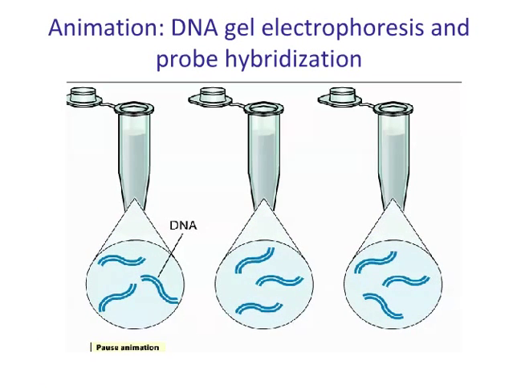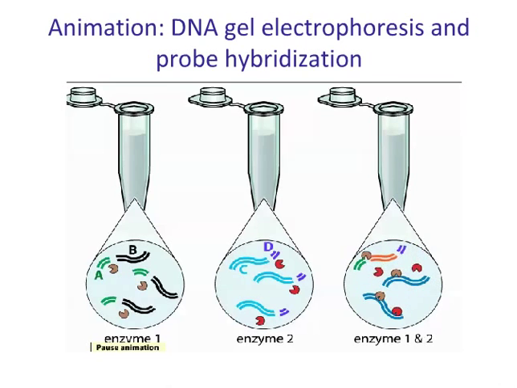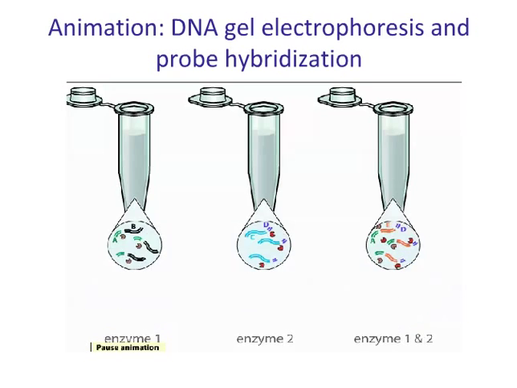These tubes contain identical DNA fragments, but they will be cleaved with different restriction enzymes to yield fragments of different sizes. Enzyme 1 cuts the DNA into fragments A and B, which we color for tracking purposes. Enzyme 2 cleaves the DNA at a different recognition sequence, yielding fragments C and D. Adding both enzymes yields fragments A, E, and D.